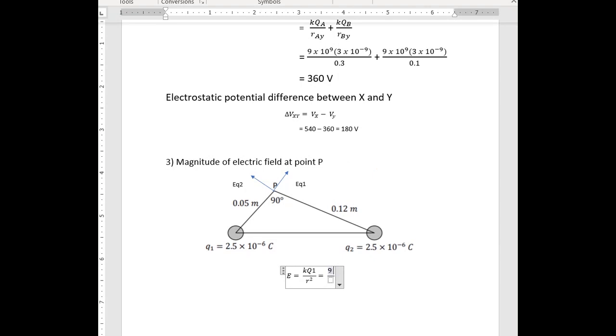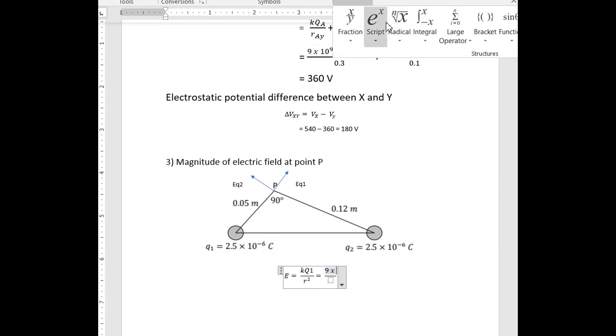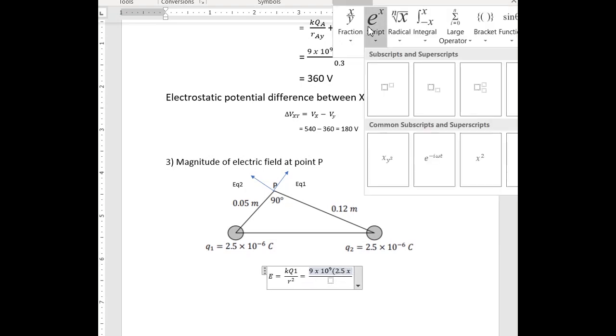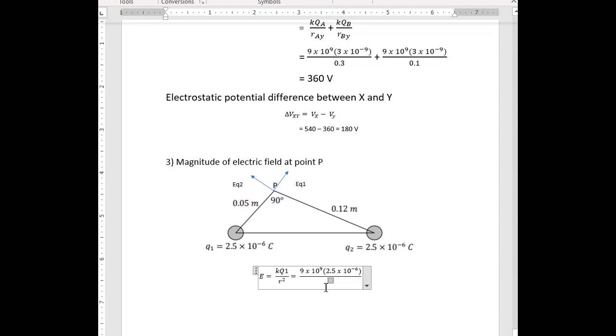K is 9 times 10 to the power of 9. Charge of Q1 is 2.5 times 10 to the power of minus 6. Distance between Q1 and P is 0.05. Answer is 9 times 10 to the power of 6 Newton per Coulomb.